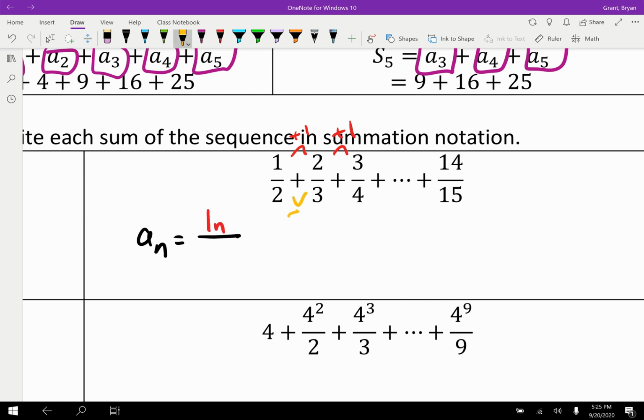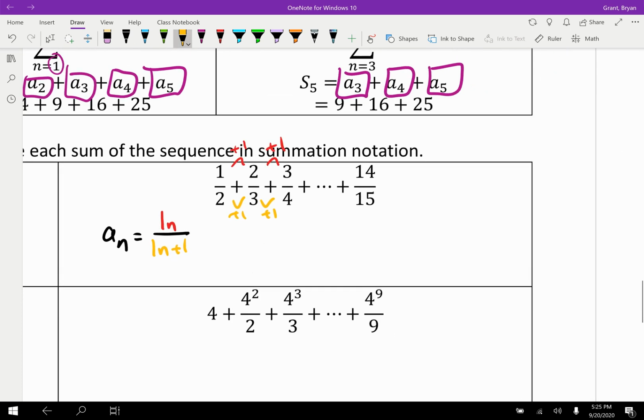Denominator, a little bit trickier. We are still adding 1, so this is also going to be 1n. But if we substitute 1 in here, you don't get 2. The only way you get 2 is if you add 1 on. And so I think there is my general term.